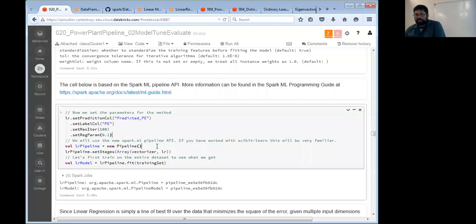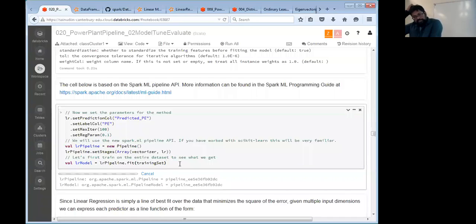Okay, so now the LR pipeline is going to be a new pipeline, and then I'm doing my set stages. Remember, in the pipeline, I set the stages, and I have to put each stage of my pipeline in an array. So I first do the vectorizer, then I pass it the linear regression model itself. So now my LR model is simply, I take the pipeline and just call the dot fit method on the training set.